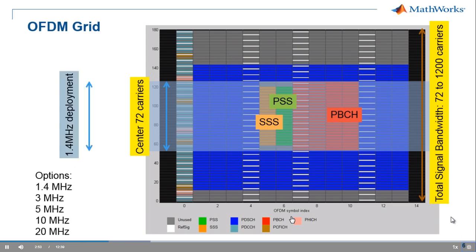Operators have the option to deploy LTE with different bandwidths, as little as 1.4 MHz or up to 20 MHz. When I turn on my phone, it has no idea what the bandwidth is, so it needs some signals that are always there, which means in the narrowest 1.4 MHz bandwidth, to start the acquisition process. This is why PSS, SSS, and PBCH always only occupy a little less than 1.5 MHz.